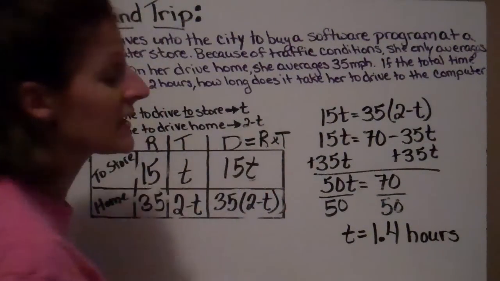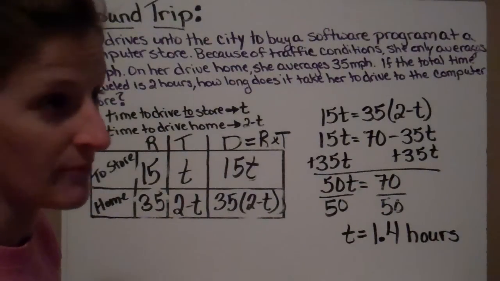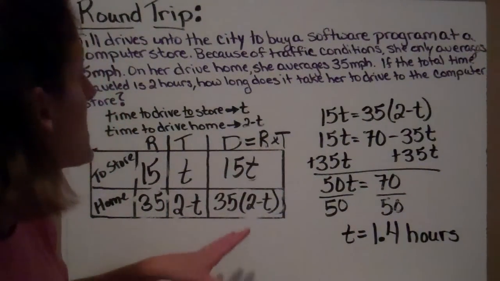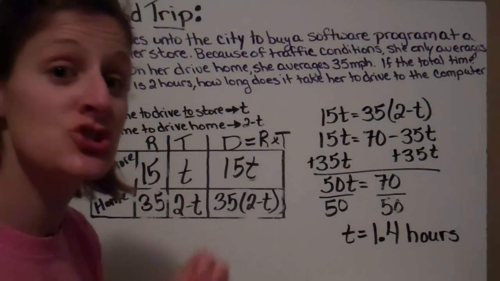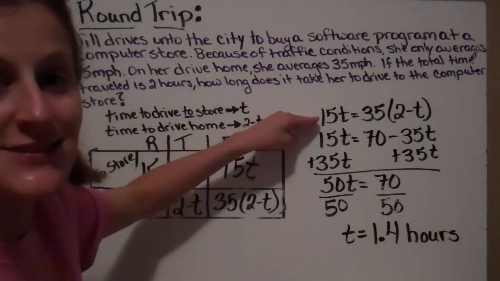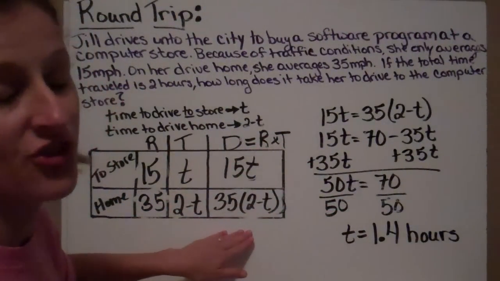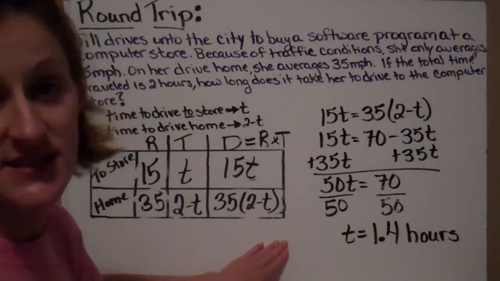Notice my distance, again, is actually expressions versus an actual number. Since it is the same distance to the store as it is from the store, we're again going to set these two expressions equal to each other. So the 15T equals the 35 times 2 minus T.